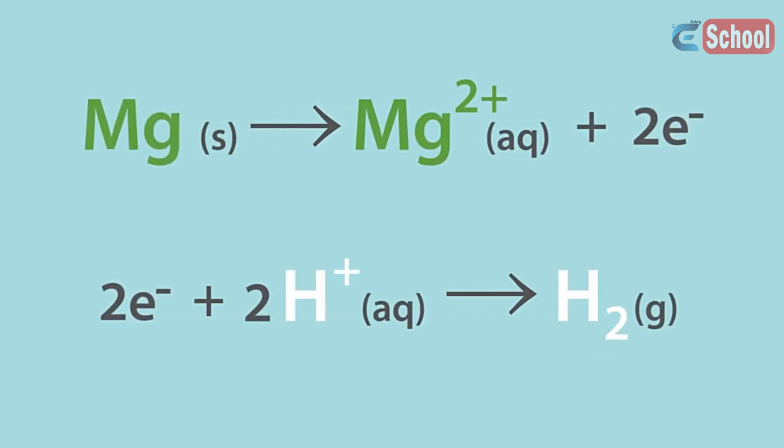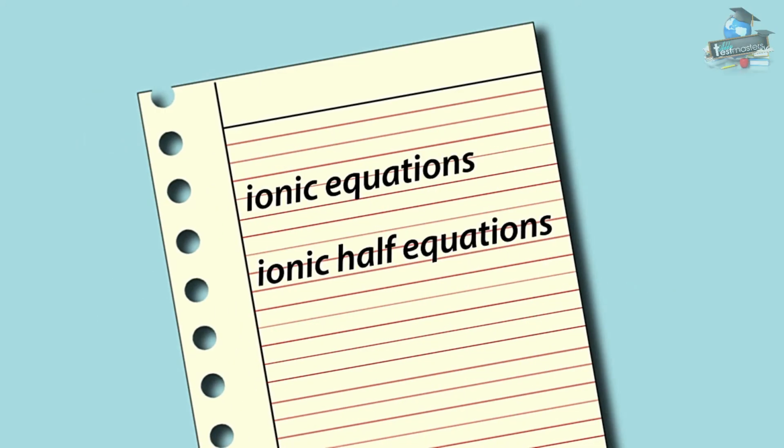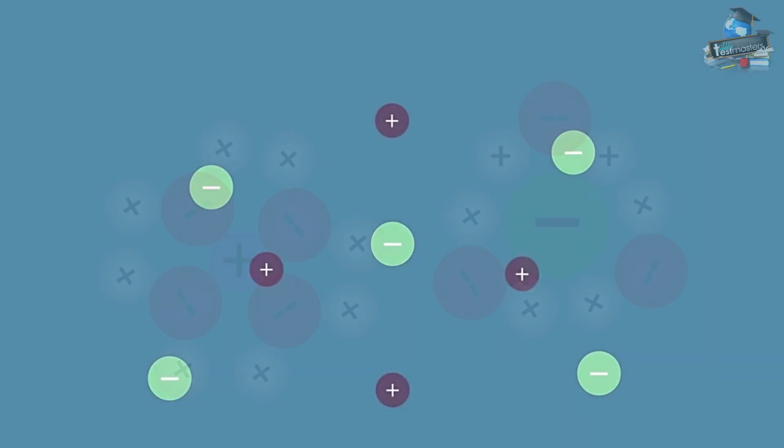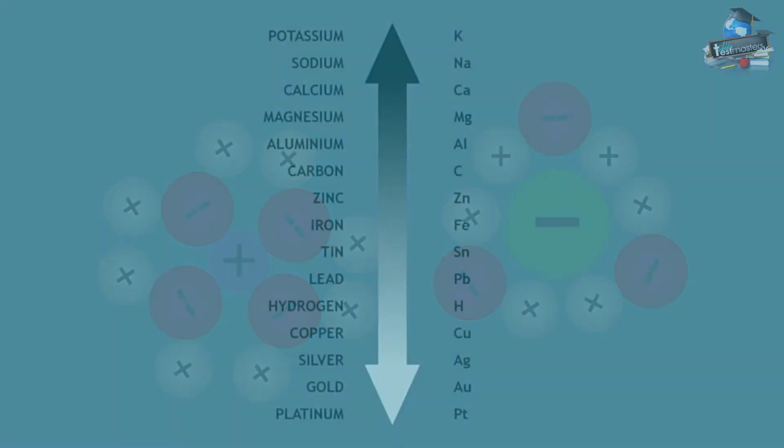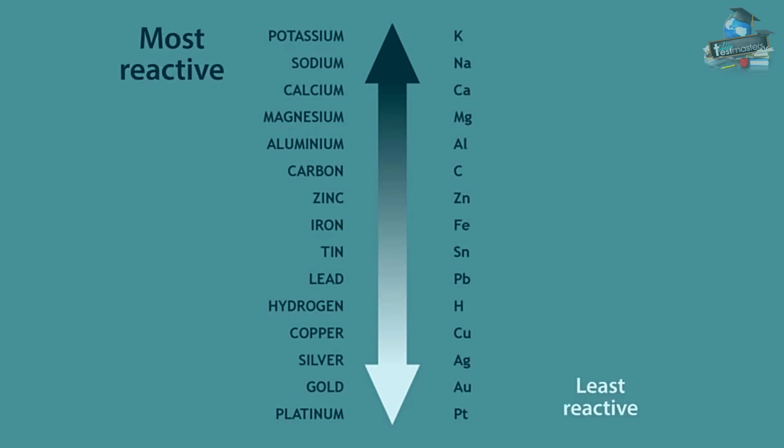Got them? By now you should be comfortable writing ionic equations and ionic half equations. You should understand how a salt dissolves in water to give aqueous ions, and be able to use the reactivity series to decide whether a reaction will go or not.